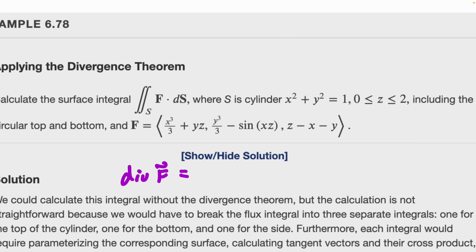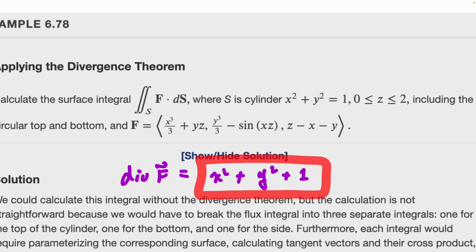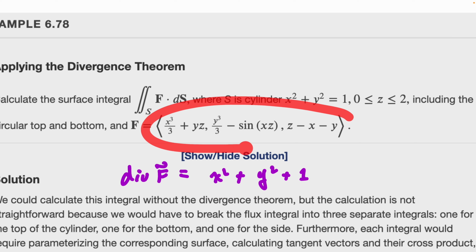So you look at the first portion, partial it in x, that guy goes away, and you get x squared. Second portion, partial it in y, that goes away, and you get y squared. And this portion, partial it in z, that goes away, and you get 1. So that's a lot simpler integrand to work with than this complicated integrand.